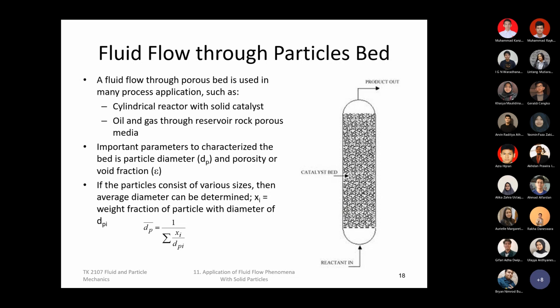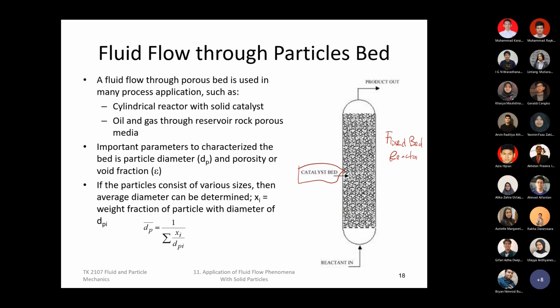So now it comes to the last application of particles, which is fluidization. For example, the illustration can be found in this illustration. Okay, catalyst bed. So it's like a reactor. This is sometimes called a fixed bed reactor.